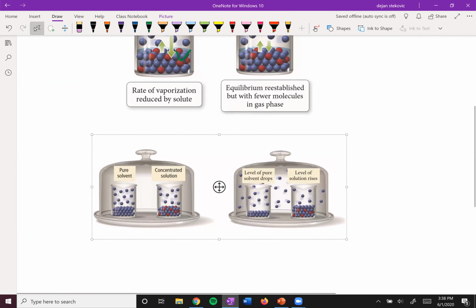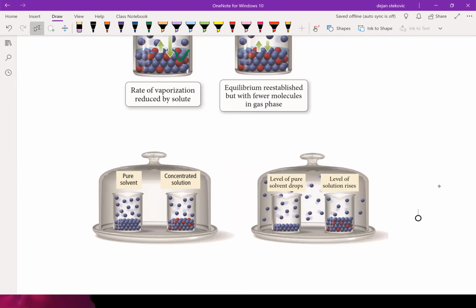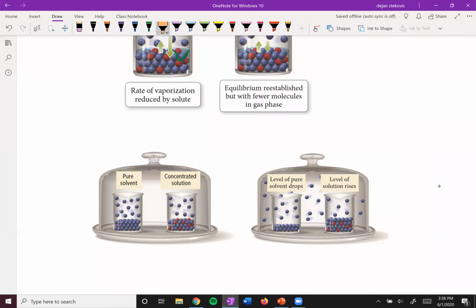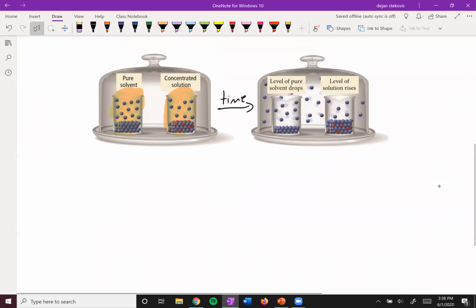So on the left picture, you see we have a beaker filled with some kind of pure solvent, and on the right side we have a concentrated solution, right? And so the one on the left will have a higher vapor pressure, so more gas, than the one on the right. So after some time, this one will lose more gas than the one on the right, and so the solution on the left will actually have less liquid than that on the right. So pretty cool idea, pretty crazy.